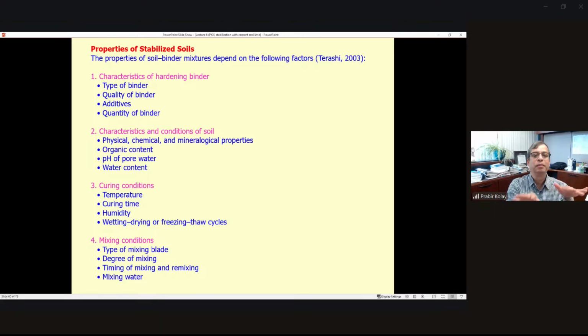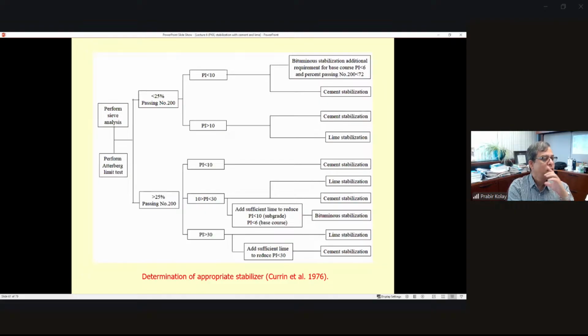And again, as I mentioned, there's shallow mixing and deep mixing also. This is Cardin et al., 1976. They have a different classification of what type of stabilizer you are going to use, depending on the particle size. Passing less than 200 sieve, that is 75 micron, 25, and plasticity index less than 10 and 20, you can use either cement or lime.